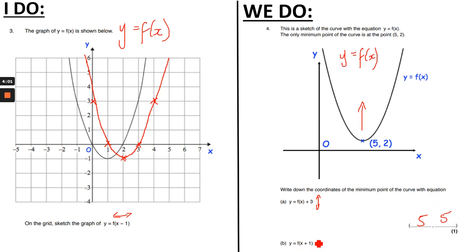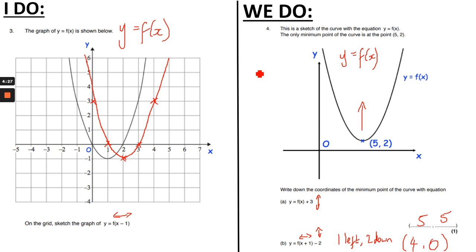Now what about this one? Okay, we've got two different transformations here. Inside the brackets means it goes left or right. Outside the brackets, it means it goes up or down. So x + 1 is going to go 1 left. And minus 2 means it's going to go 2 down. So what's the coordinate? If it goes 1 left, the x coordinate is going to be 4. And if it goes 2 down, the y coordinate is going to be 0.